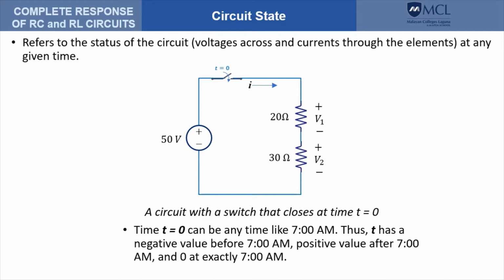Take note that time t equals 0 can be any time, like 7 o'clock in the morning. So therefore, before 7 a.m., t has a negative value, and after 7 a.m., t has a positive value, and exactly at 7 a.m., t has a 0 value.